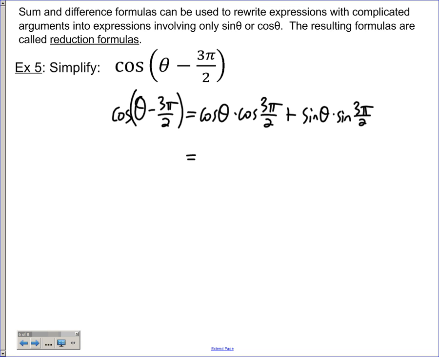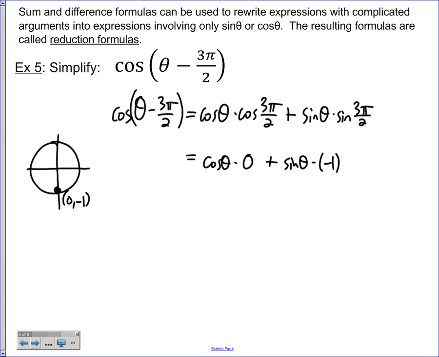This happens to be a similar angle, but now we're on the negative y-axis, so 0, negative 1 would be our coordinate down here. So we're going to get cosine of theta times 0 plus sine of theta times negative 1. So again, this first term is just 0, and we're left with negative sine of theta. And you can see at the end of the day, our function only has an argument of theta. So we simplified that kind of messy argument to be just negative sine of theta.